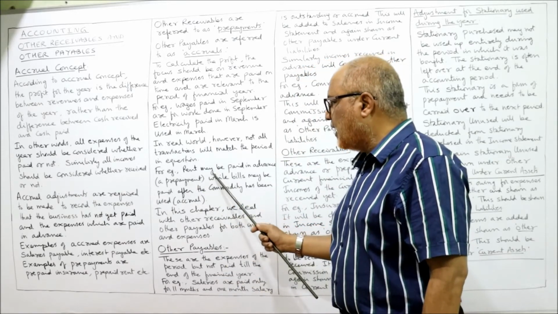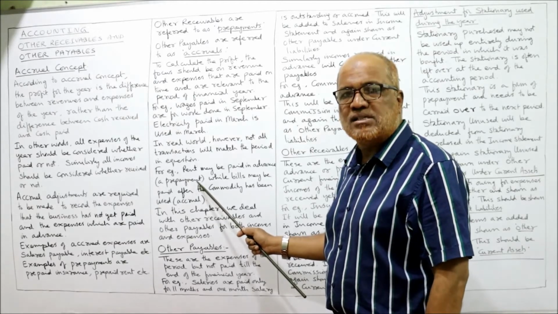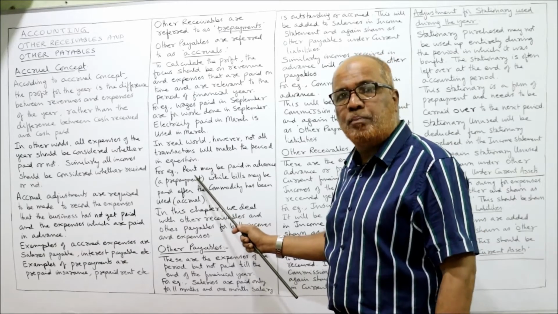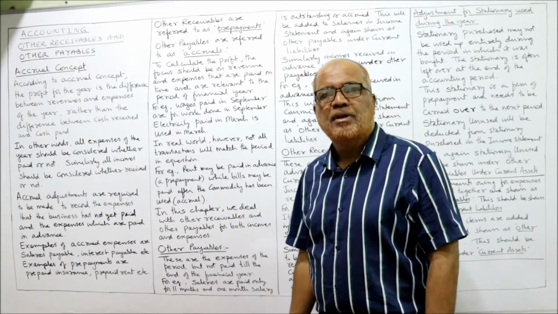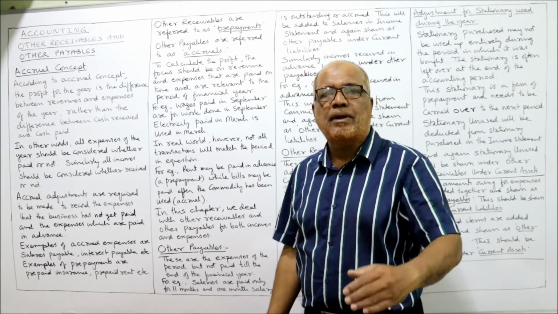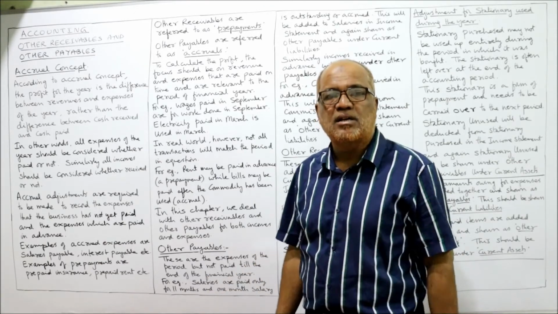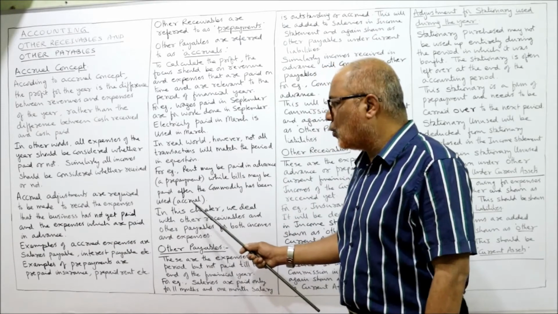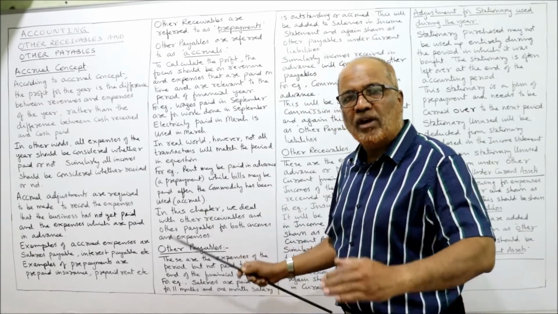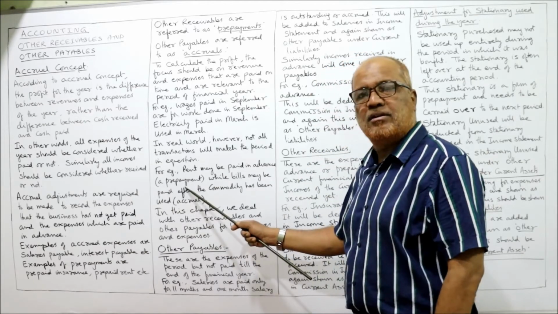So for example, rent may be paid in advance. Some businesses will pay the rent in advance. It is called prepaid. And bills may be paid after the commodity has been used. Example, stationery has been purchased but not yet paid. We have to adjust it. Salary is due. Electricity is due. These are called accruals. So whatever is due is accrued. Whatever is prepaid is prepayment.